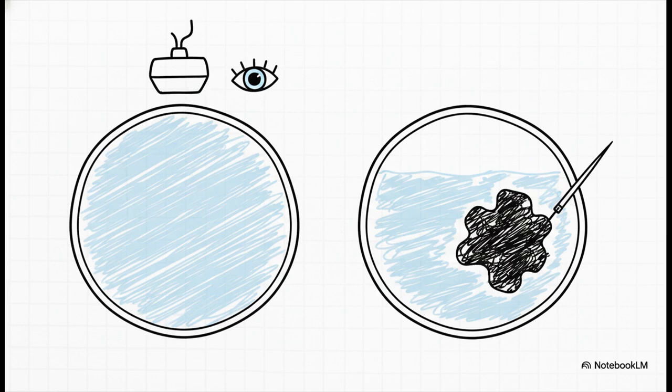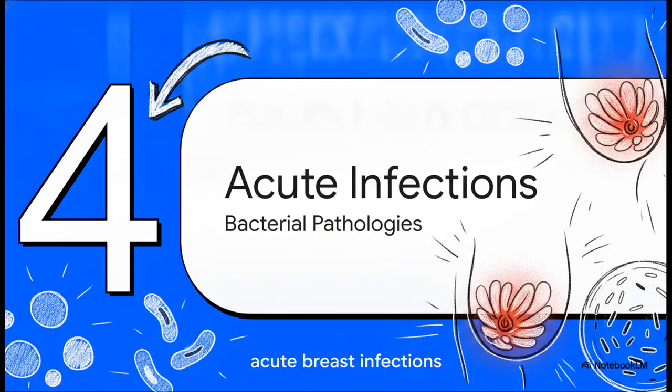A smooth, simple cyst seen on an ultrasound generally just needs observation. But if the ultrasound shows a complex cyst, meaning there's a solid component hiding within that cyst wall, that completely changes the game. A core biopsy is absolutely mandated right then and there to rule out an underlying malignancy. No exceptions. On to Section 4, acute breast infections.